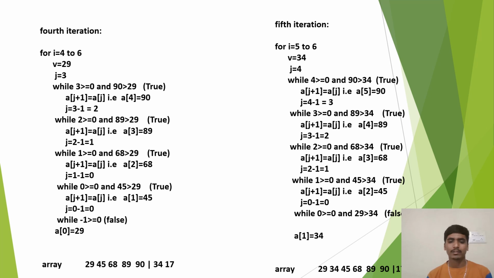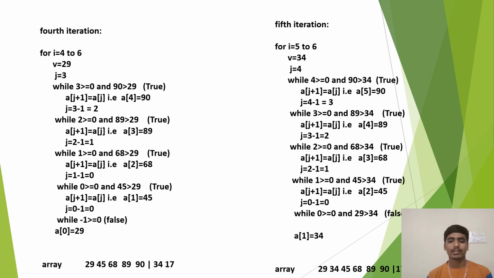A[j+1] = A[j], that is A[3] = 68. j = 2 - 1 = 1. While 1 >= 0 and 45 > 34, it is a true statement. A[j+1] = A[j], that is A[2] = 45.